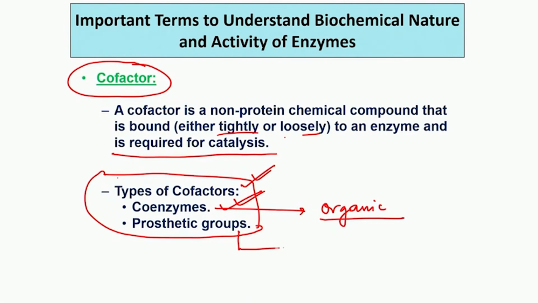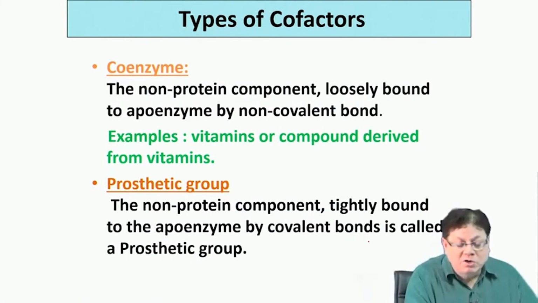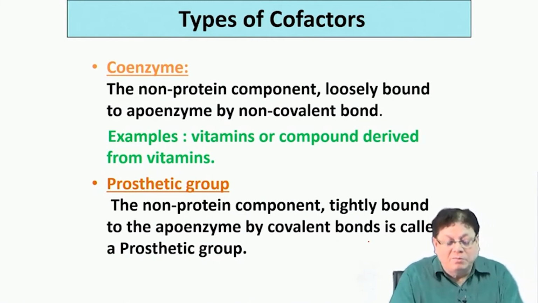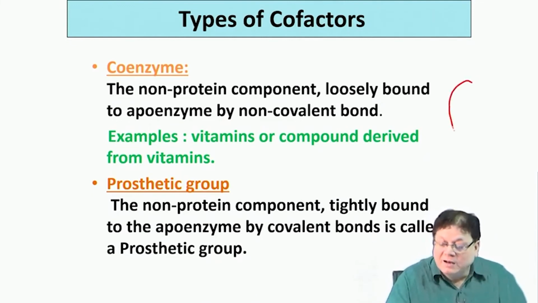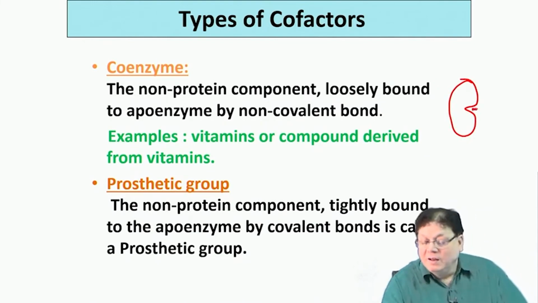And there is another one called the prosthetic group. A prosthetic group is basically when the cofactor is tightly bound to the protein. A coenzyme is the non-protein component loosely bound to the apoenzyme. Apoenzyme means the enzyme devoid of the cofactor. See, we have said that there is an enzyme like this, there is an active site here, but to do the catalysis you need this small molecule, the cofactor.